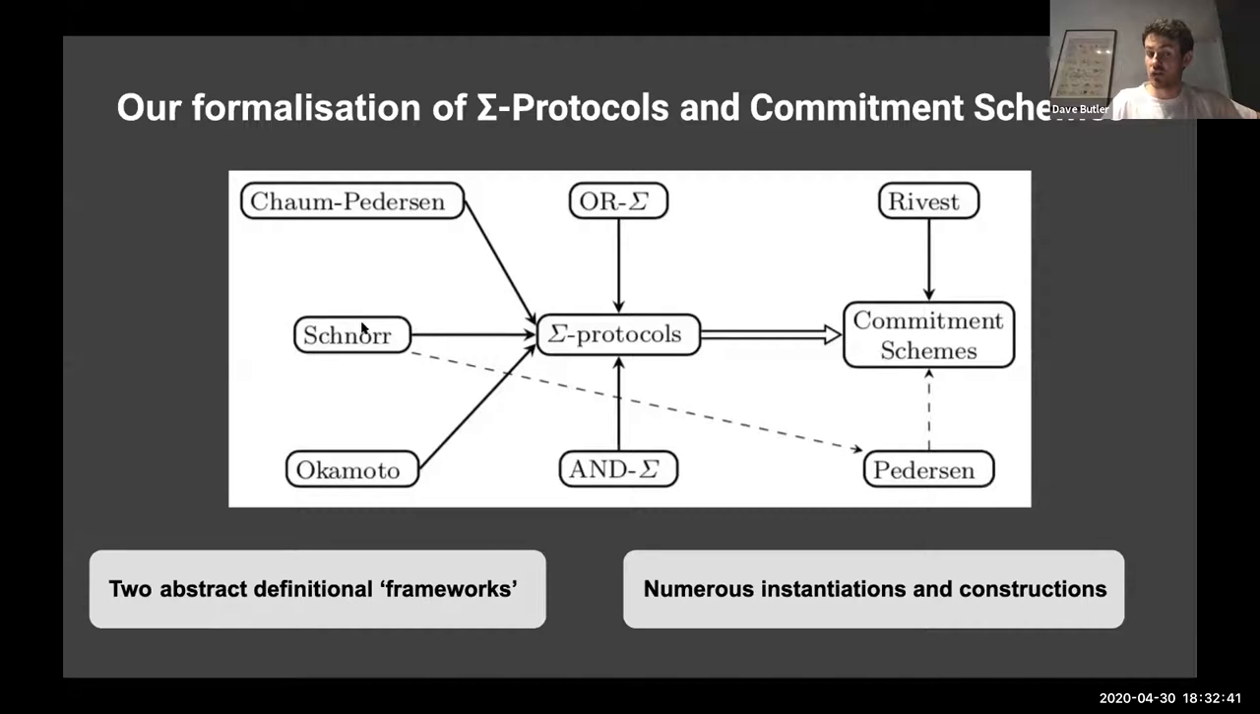So using the Schnorr sigma protocol, we create the Pedersen commitment scheme. All those proofs come for free once we've proven the Schnorr protocol, or the corresponding sigma protocol, secure. So that's nice. It reduces our proof effort eventually. So that's everything I want to talk about in terms of the actual work that we do.